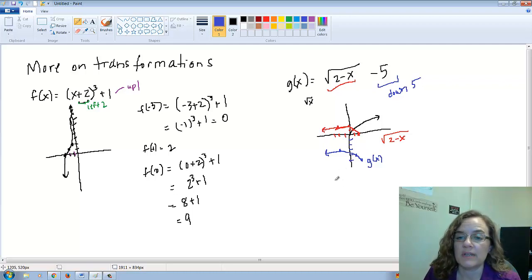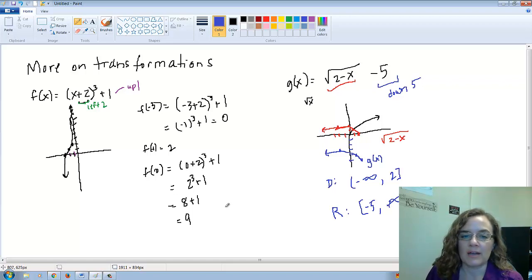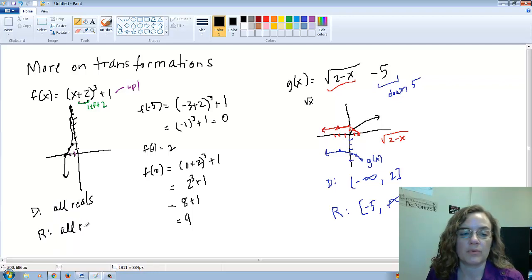Just so you know, for g of x, the domain is -infinity up to 2, and the range is going to be -5 up to infinity. Even though it's gradually going up, it's still going to go up to infinity. There's no stopping point on that one. A little tricky on those. For our other graph over here, our domain is all reals, as is our range, all reals.